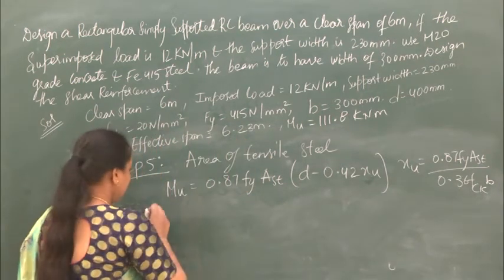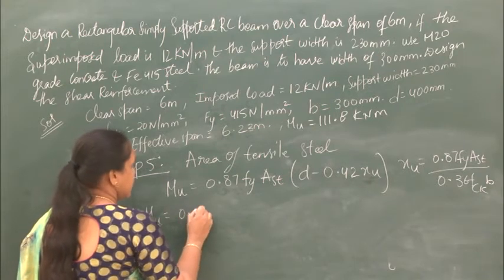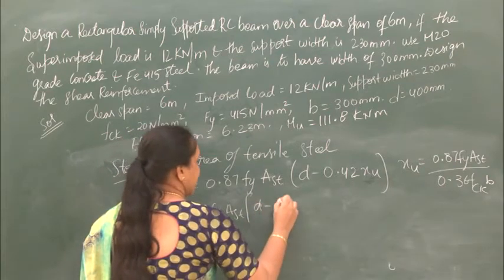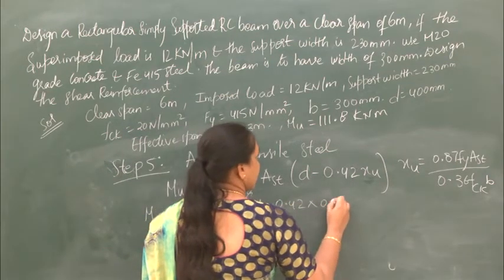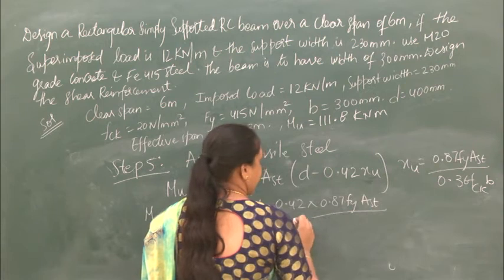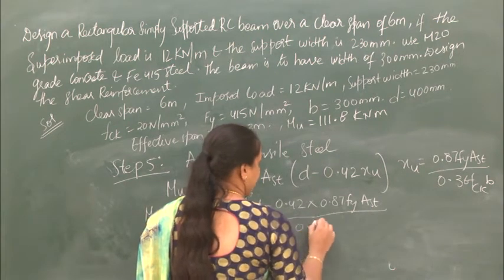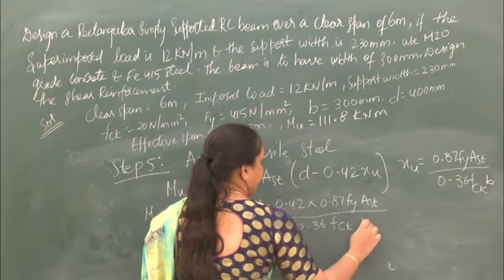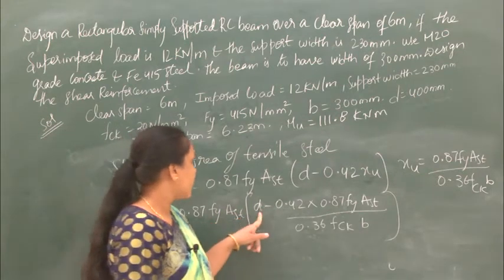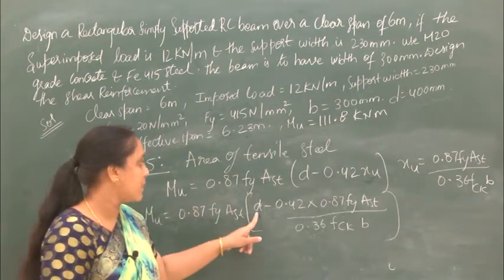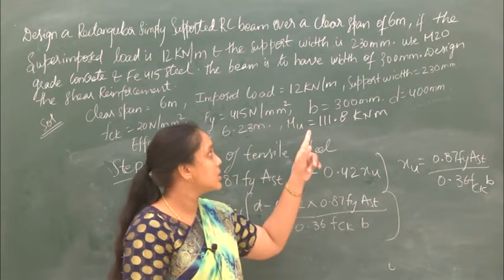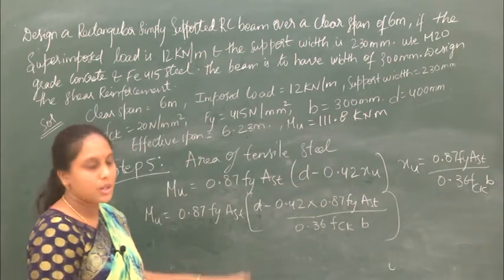And then Mu = 0.87 Fy AST d − 0.42 × (0.87 Fy AST divided by 0.36 fck b). You know all the values. You know the value of Fy. d is already calculated, which we got 400 mm. fck is already known, which is 20 Newton per mm square, and b is also known, which is 300 mm. Substitute all the values here.